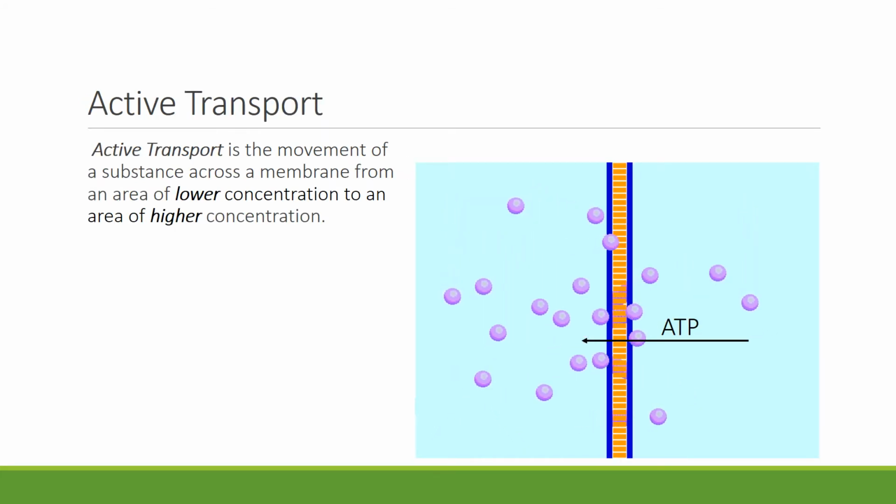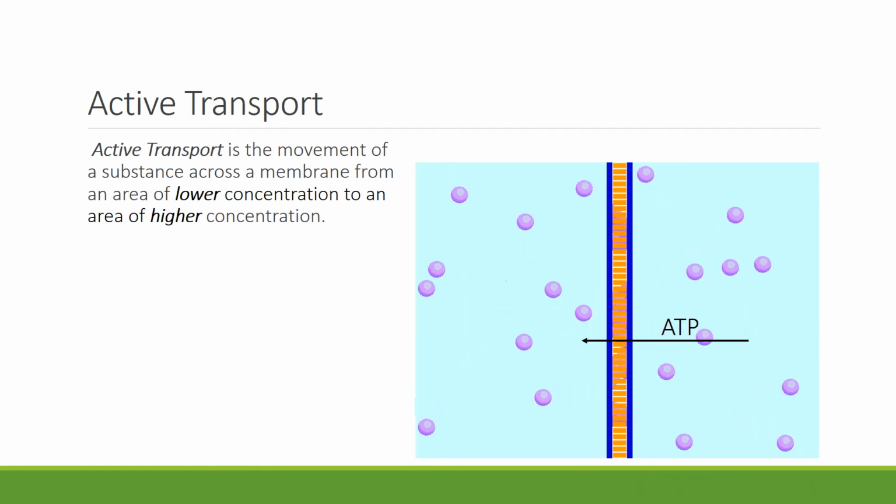The second way substances can cross a membrane is by active transport, which requires energy. Active transport is the movement of a substance across a membrane from an area of lower concentration to an area of higher concentration. Because you're moving against a gradient, energy will be required, and that energy is ATP.